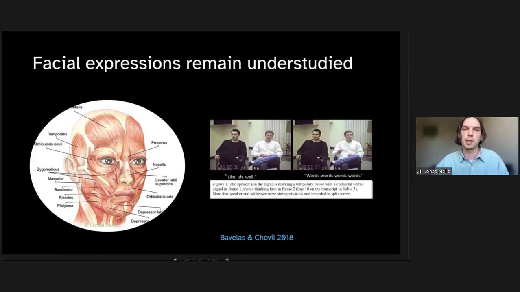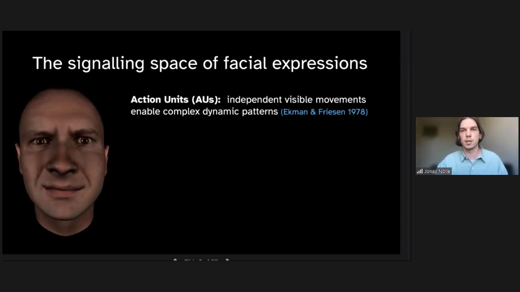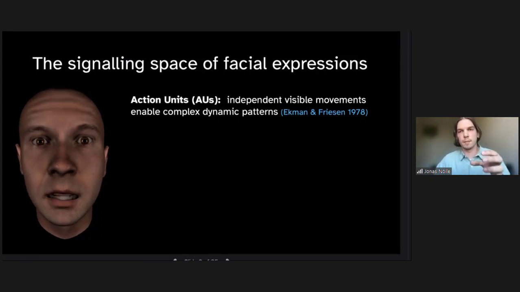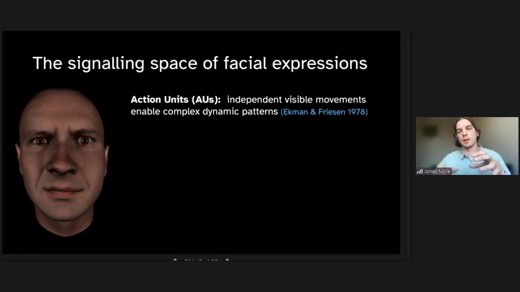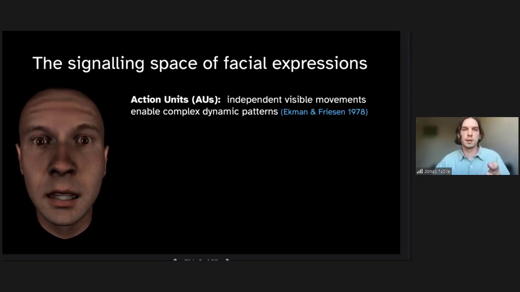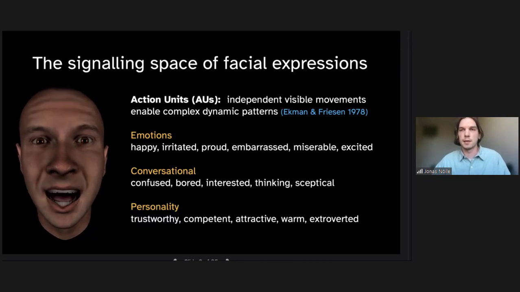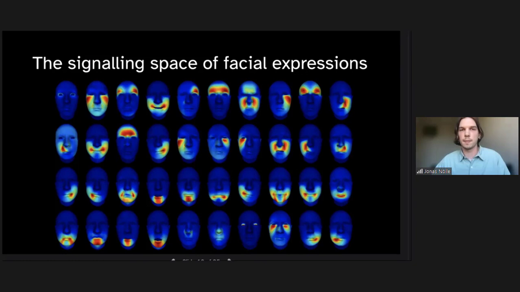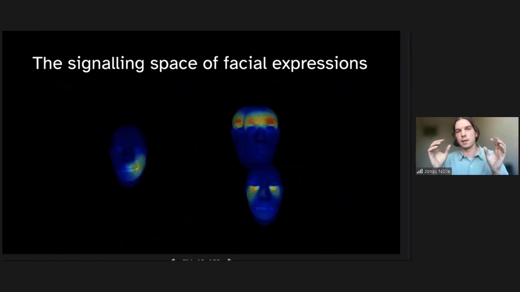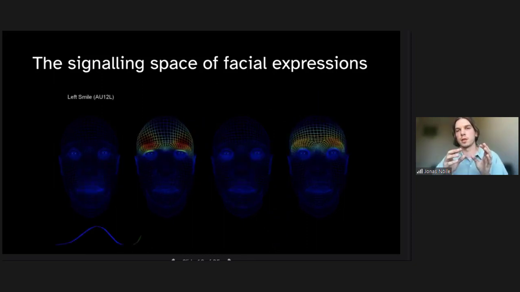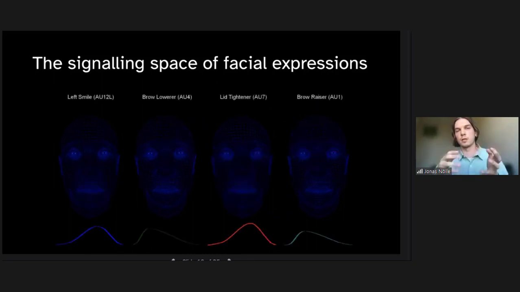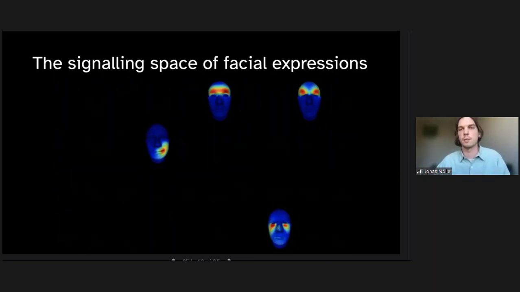However, I want to propose here that we can study facial expressions in a more quantitative way, because even though they are highly complex, we want to suggest that we can study them because they are comprised of independent visible movements called action units that enable these very complex dynamic patterns. Each of these movements can combine with others to give rise to a wide variety of messages, including emotions, conversational messages, and also personality traits. Each action unit can be activated with different dynamics. Then basically the individual action units combine to a complex message, which gives rise to this wide variety of nuanced messages that I just talked about, including emotions, conversation messages, and so on.